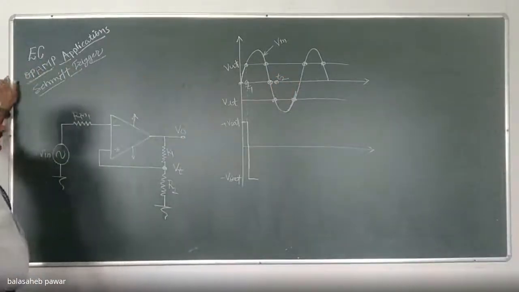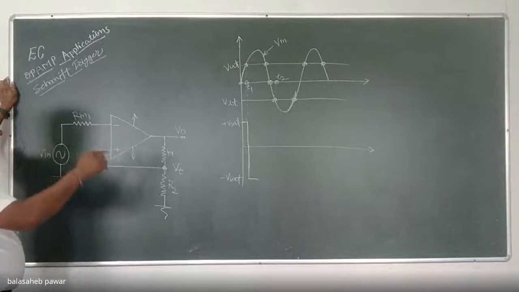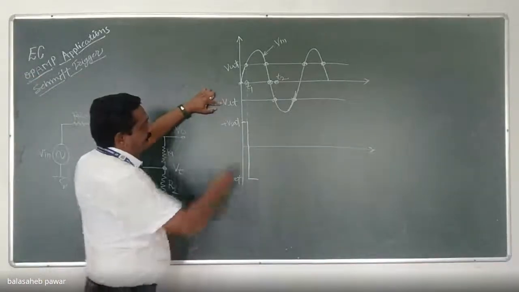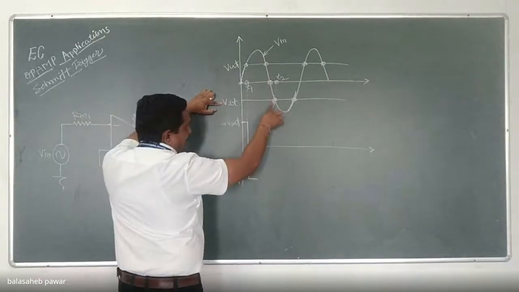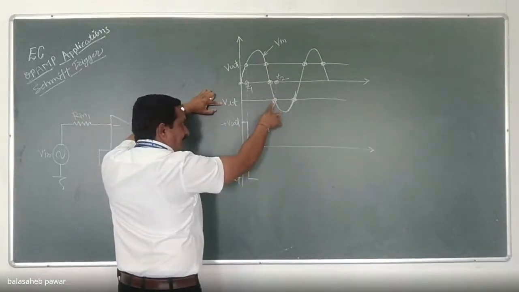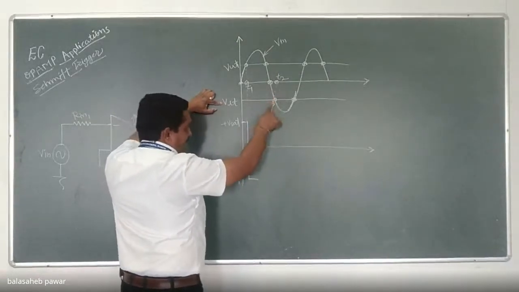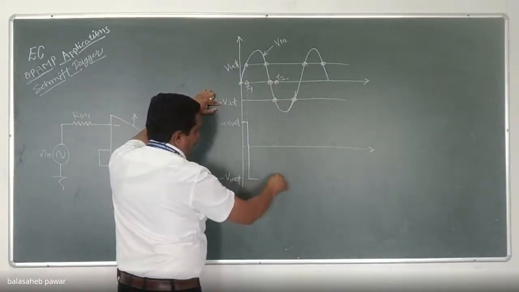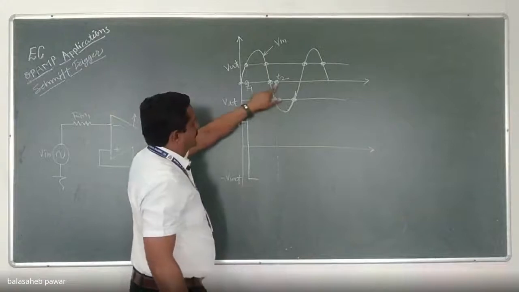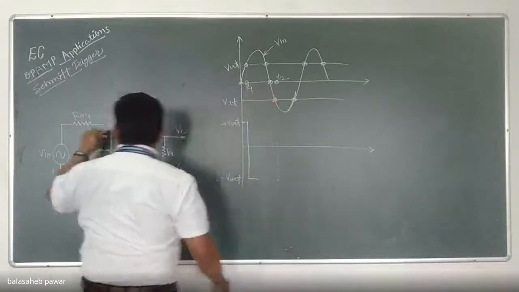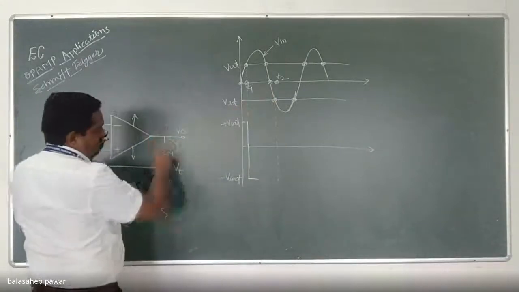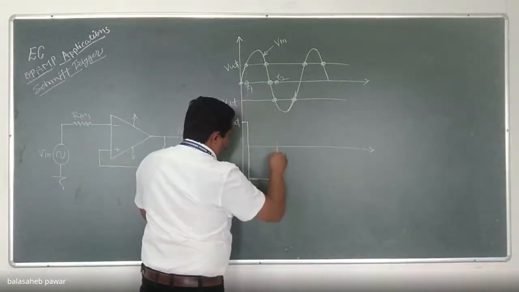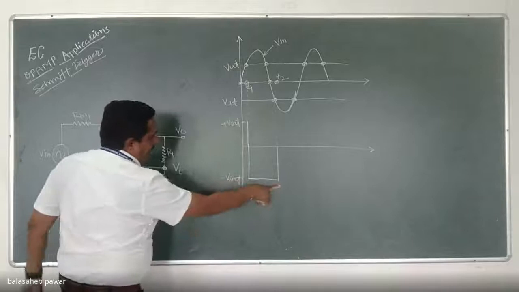Okay. Now just check at this crossing point, we will call it time T2. At t equals T2, Vin is equal to VLT. That is, both are negative and of the same amplitude. Therefore, the differential voltage will become 0 at t equals T2. As the differential voltage becomes 0, the output will go to 0. And up to T2, that output will remain minus Vsat.